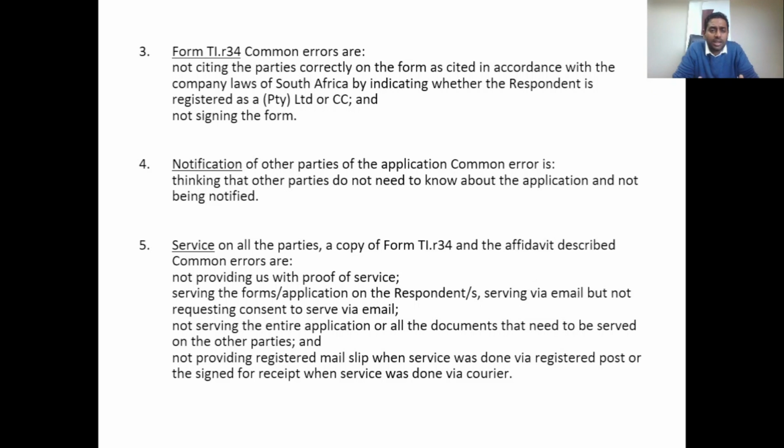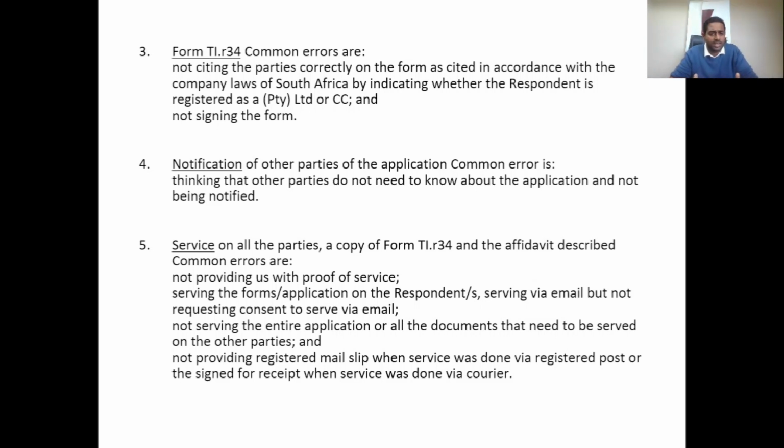It's again another application. You are making an application to someone, you need to sign it because you need to be making that application. So that signature on that document is also important. So that form TI-34, those are the common errors we find. Generally, we find people do put a lot of detail and good detail in terms of why they need to apply for condemnation in that document.